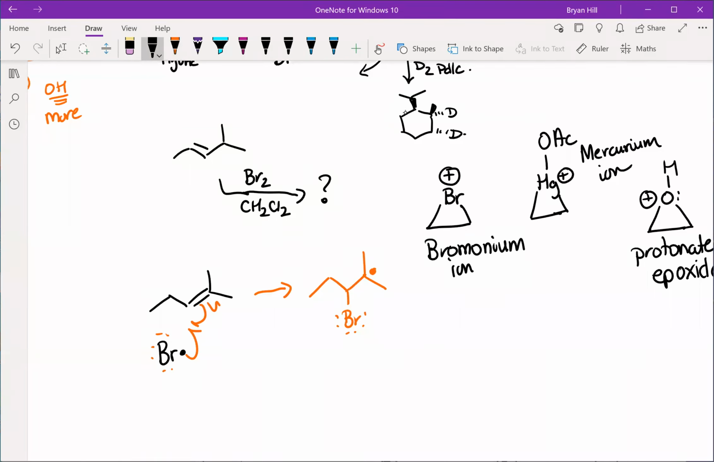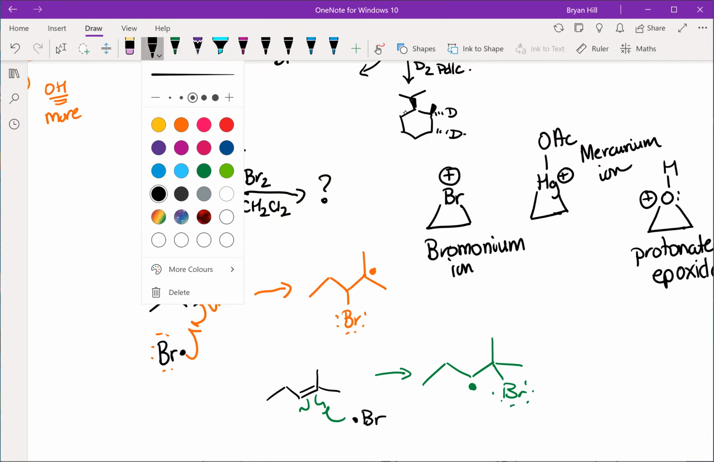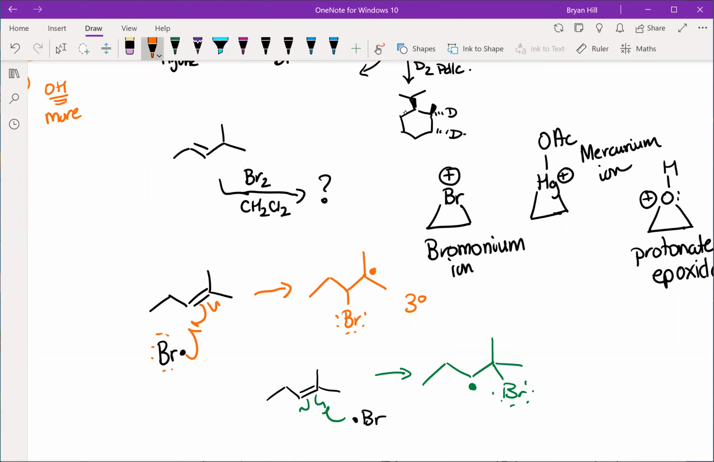The other possibility is that it could add to the most substituted carbon. We'll draw this in green. Now, the difference between the two is that this was a tertiary radical, and the green one is a secondary radical. So radical stability matches carbocation stability. So tertiary are more stable than secondary, which are more stable than primary. And if you have a radical that is stabilized by resonance, it's more stable than the tertiary.